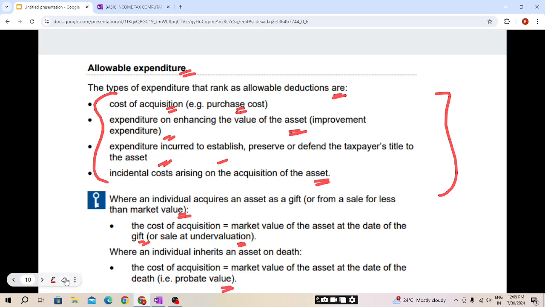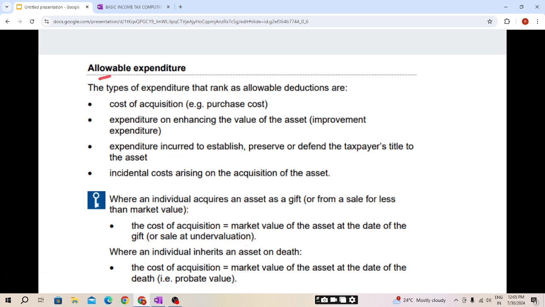Now students, we have seen in the format, less allowable expenditure. Allowable expenditure will include cost of acquisition, incidental cost of acquisition and capital expenditure which the individual has done before selling the asset. And expenditure which has been incurred by the taxpayer to defend the title of the asset will also be an allowable expenditure.